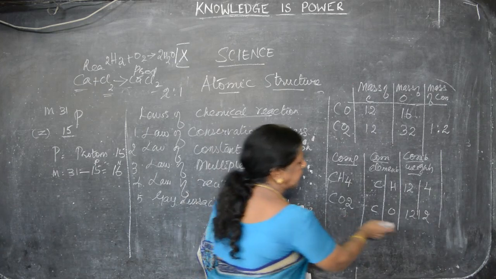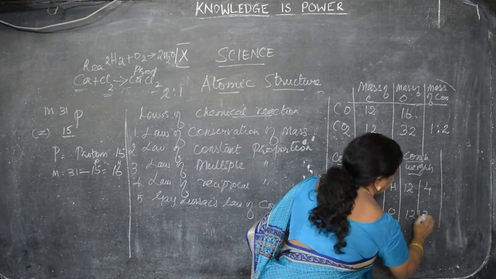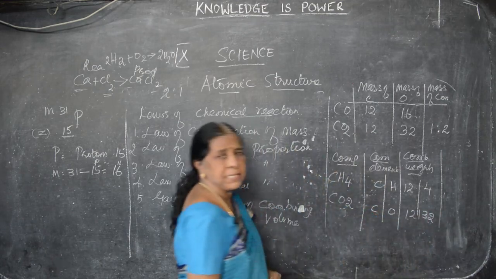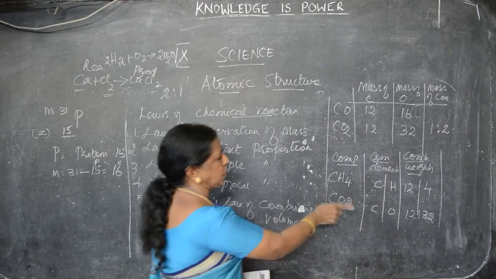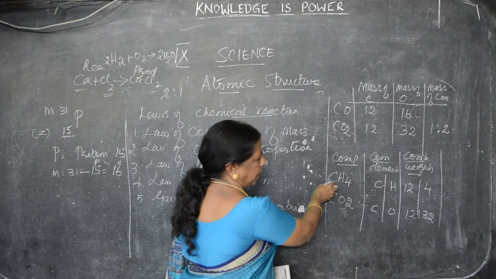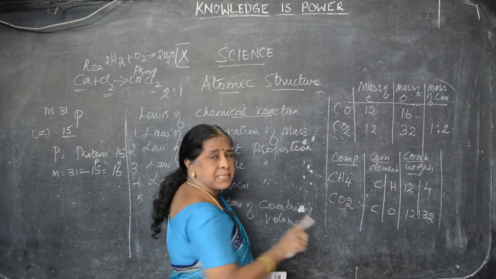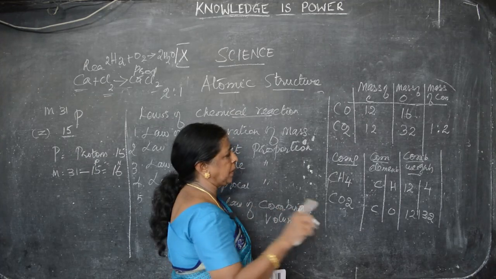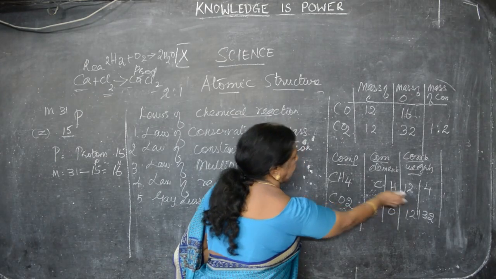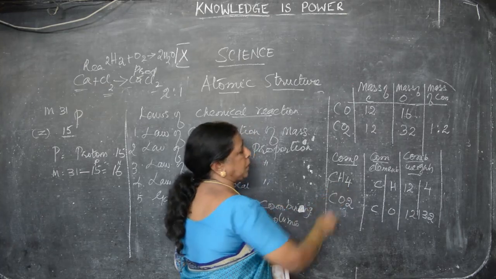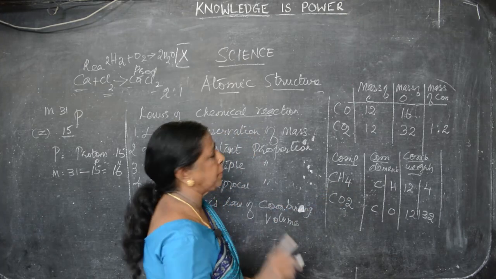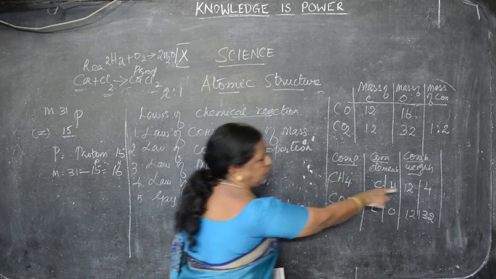Sorry, 2 means 2 16s are 32. The atomic mass of oxygen is 16, so 16 2s are 32. Clear? Carbon, atomic mass of carbon is 12. Here in both cases how many carbon atoms are there? Only one carbon atom, so 12. Here hydrogen how many? 4. Atomic mass, whatever it may be, it is 1 only. So 4 ones are 4.